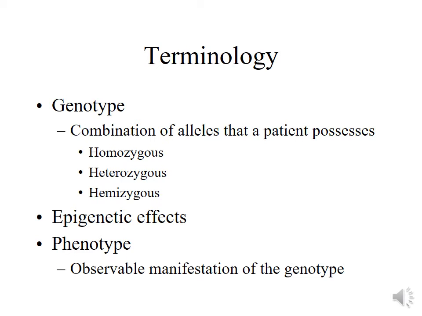If both alleles are the same at an individual locus, a person is said to be homozygous at that locus and is referred to as a homozygote. If the alleles are different, even by a single nucleotide, the person is said to be heterozygous at that locus and thus is referred to as a heterozygote.